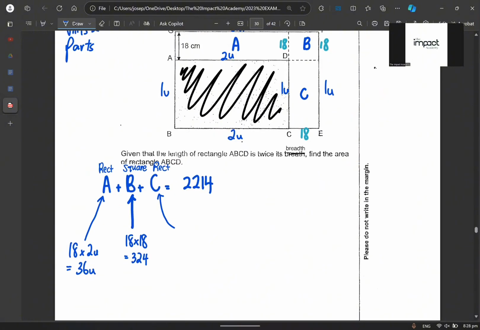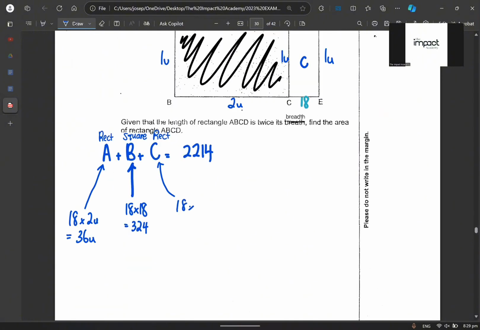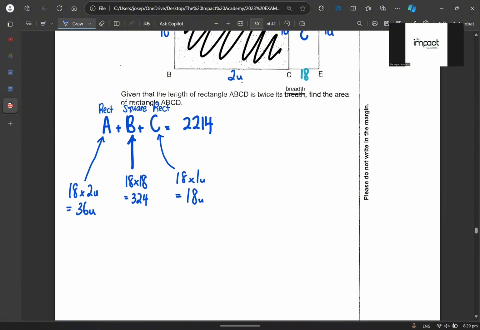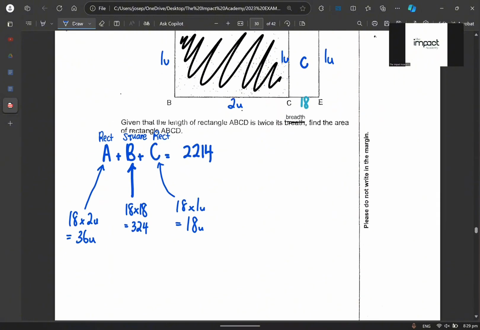Okay, then for C, what is C? C will be 18 times 1 unit, which equals 18 units. Are you all understanding or not understanding? Now, can I answer her question? Her question was, teacher, how do you know that is 2 units?